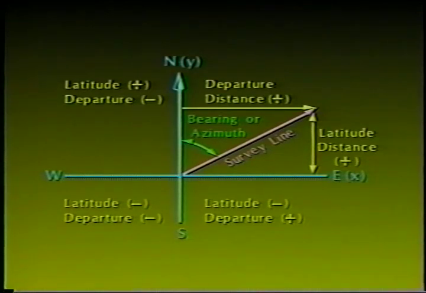As shown in this graphic, the latitude is a distance measured in a north-south direction, while departures are measured in an east-west dimension. Latitudes are a positive value when measured to the north and negative when measured south. Likewise, departures are positive when measured to the east and negative when measured to the west. Therefore, when computing latitudes and departures, remember to assign the proper algebraic sign to distinguish which quadrant they fall into.